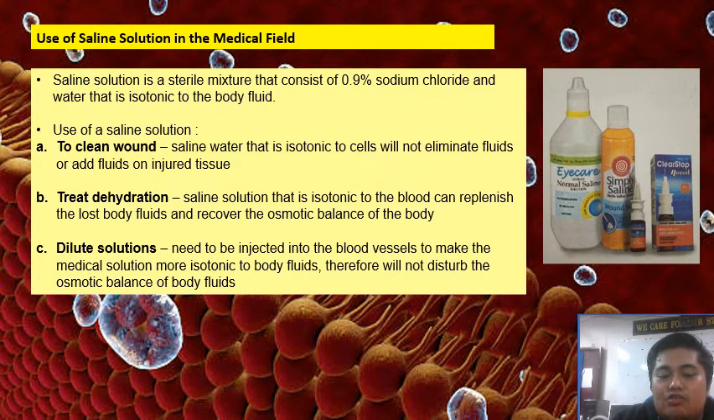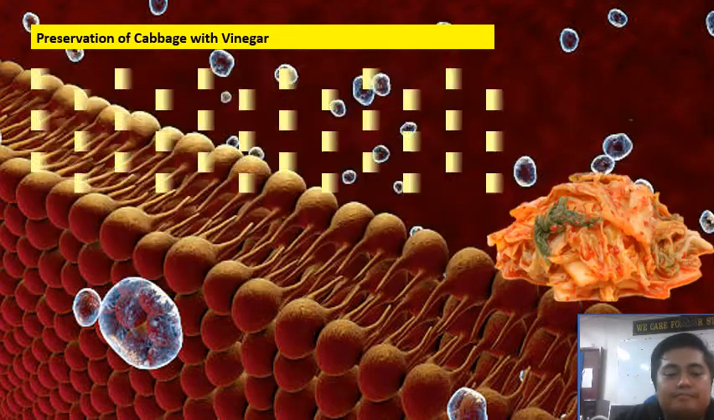And last, untuk dilute the solution, it needs to be injected into the blood vessel to make the medical solution more isotonic to the body fluid. Therefore, it will not disturb the osmotic balance of the body fluid.